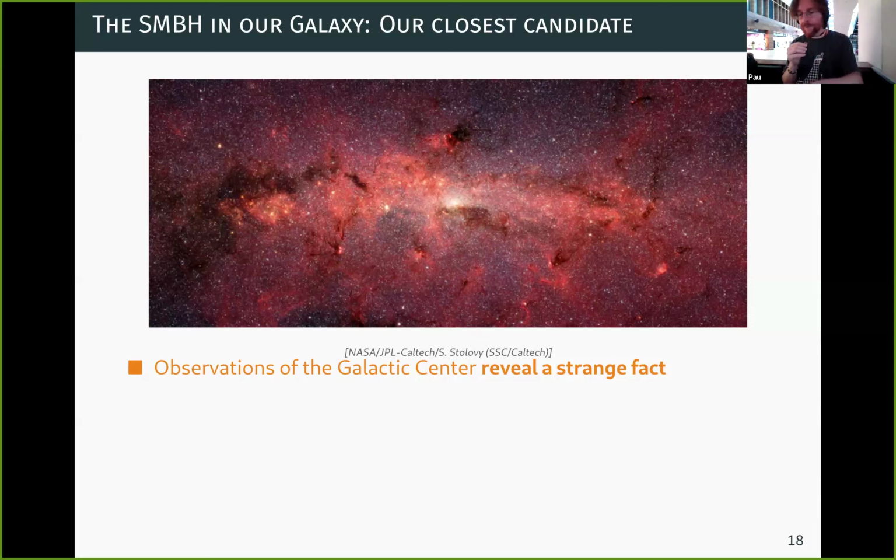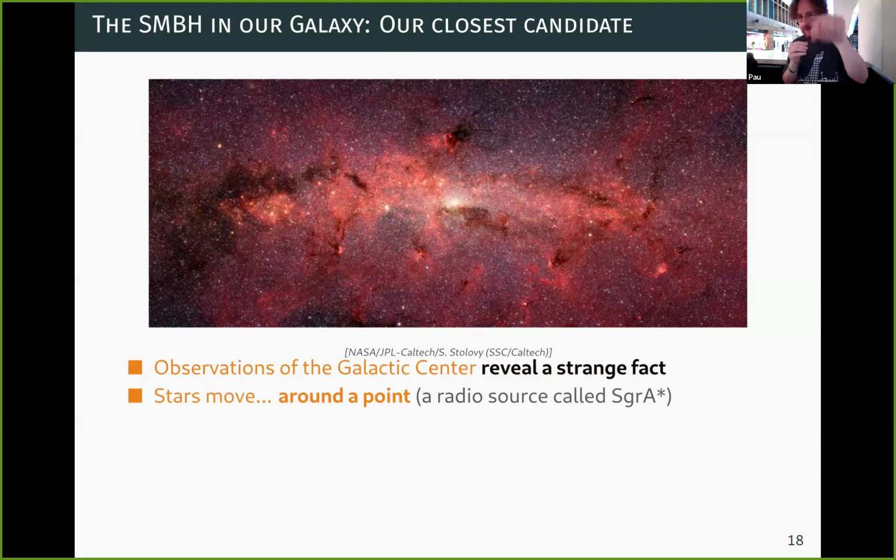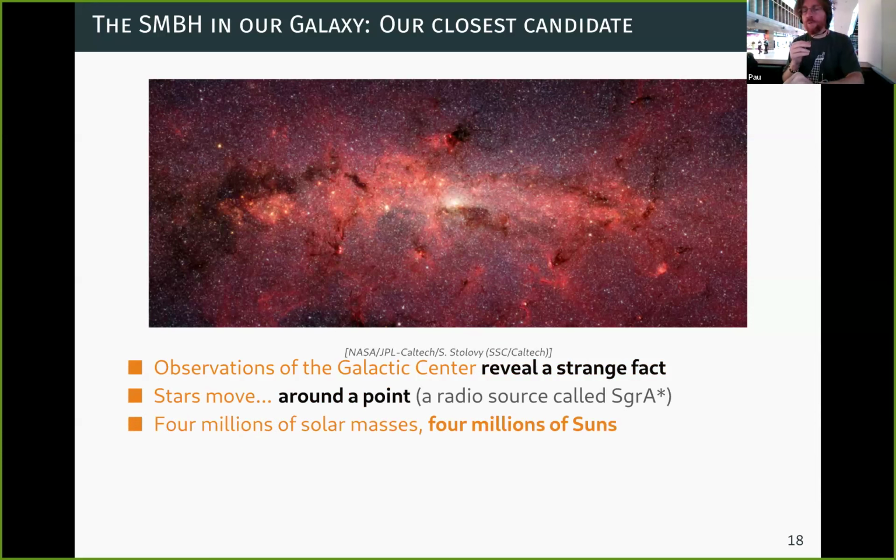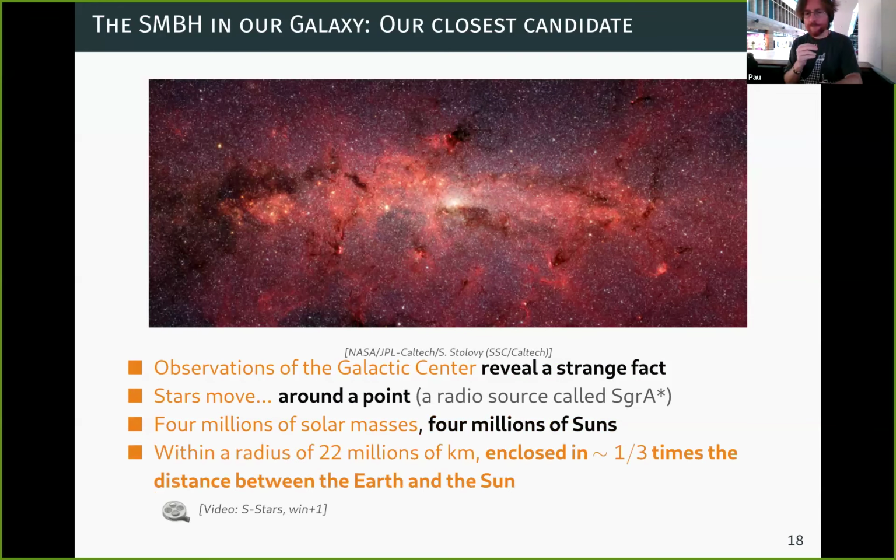And when you do that, it turns out that there is something at the middle of this bunch of stars, these S stars, which has a mass of about 4 million suns, actually 4.3 million solar masses, enclosed in a radius of about 22 million kilometers. This sounds like a very large distance. It is not. From the point of view of a galaxy, this is a microscopic distance. So it's about 1/3 the distance between Earth and Sun.